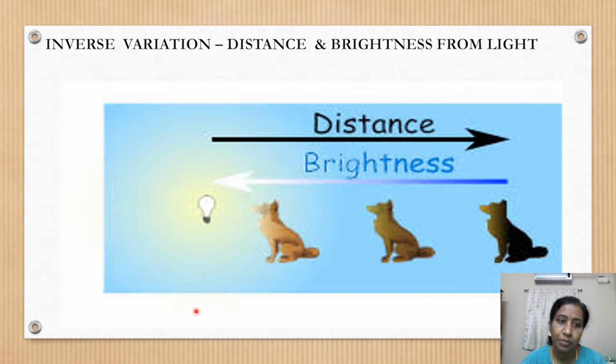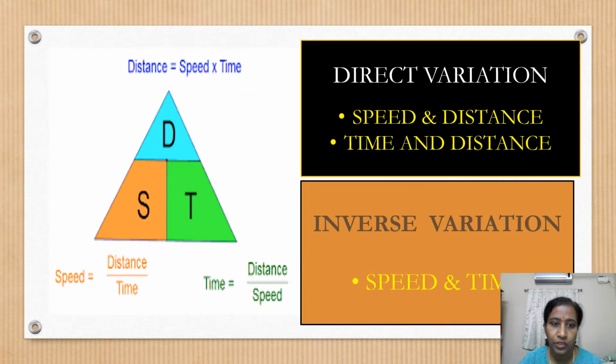Now another example for inverse variation is distance and brightness. Now looking at the picture, you will know the more the distance, the less the brightness, and the less the distance, the more the brightness. So this is one example for inverse variation.